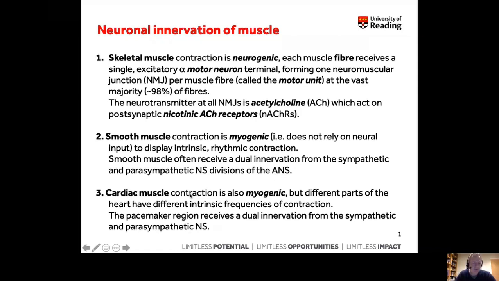Cardiac muscle contraction is also myogenic, but different parts of the heart have different inputs. And again, we'll talk about this a little bit in the muscle physiology lectures and some other lectures that you'll get as part of PM1A as well, I think. There's something called a pacemaker region. Again, we'll talk about this in a little bit more detail. You know that the heart's got a pacemaker, and that also receives an important innervation from the sympathetic and parasympathetic nervous system.